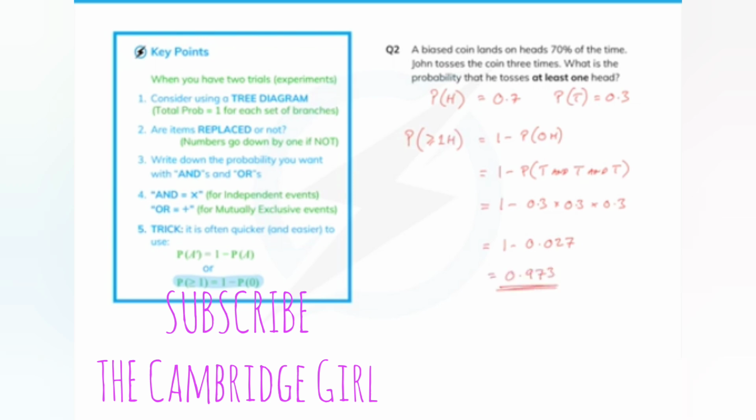Okay, so it's very likely I will get at least one head, which you would expect because, of course, it's biased towards heads. But there we go. I've used the trick at the bottom of the blue box there.